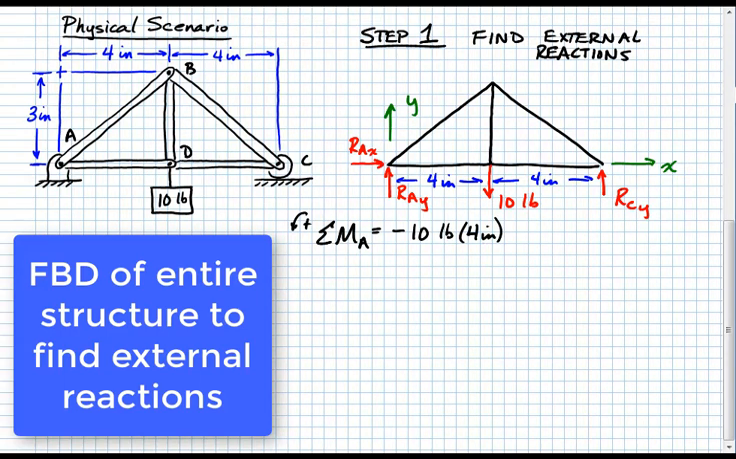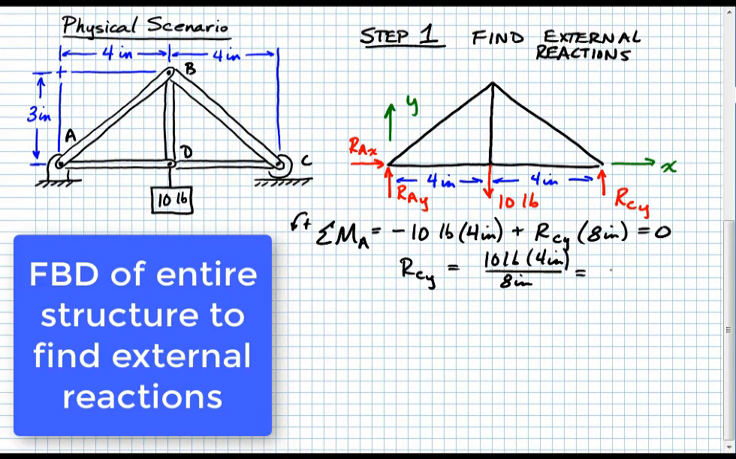And then we'll have our reaction at C that also creates a moment about point A, and it tends to rotate in a counterclockwise direction. So we're going to take that as positive, RCY times its distance from A, which would be 8 inches, and all that is equal to 0. Now that we've done that, we can simplify this and figure out that RCY is equal to 10 pounds times 4 inches divided by 8 inches.